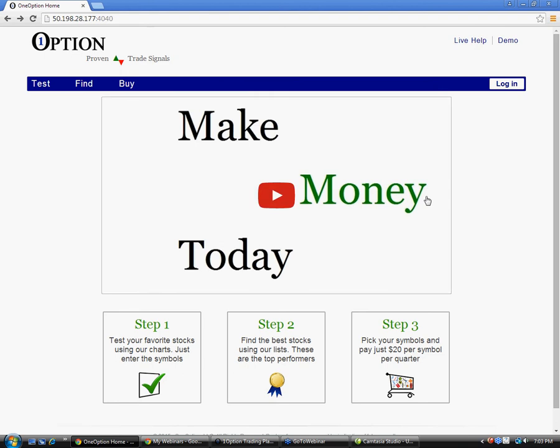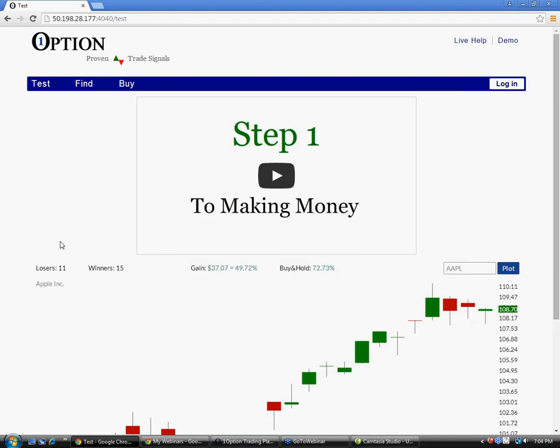And I boiled it down to 3 basic steps. So step number 1 would be to come in and test your symbols. So all the stocks that you like to trade, put the symbol in and see how the system has performed. Each page also has a video that takes you through step by step what you should be doing on that page. Now, I will mention that the website is currently on a test server, so it's going to take a while for the pages to load.